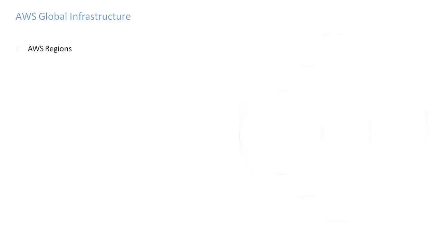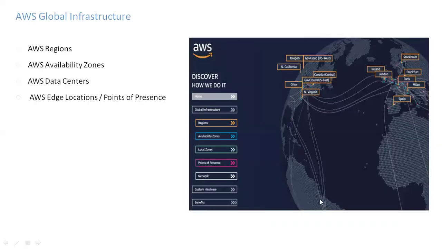So AWS has set up infrastructure globally. You can check here in the AWS global infrastructure; you need to understand what an AWS region is, what an availability zone is, what a data center is, and what an edge location is. AWS has set up its infrastructure all over the world and manages it globally.